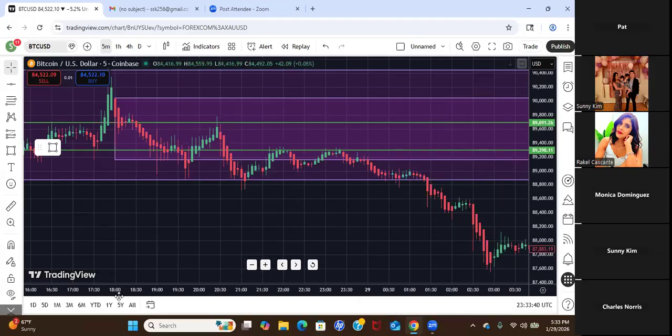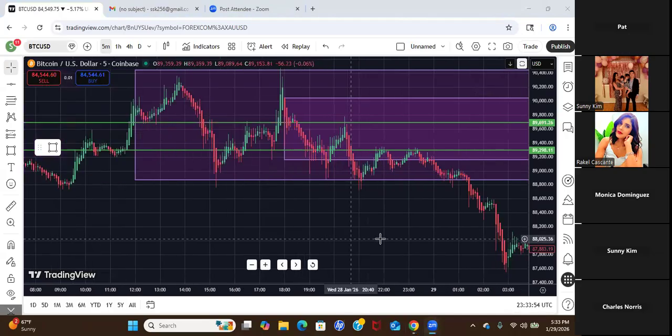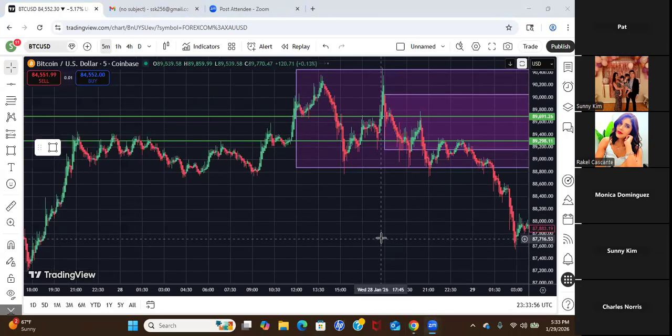So as soon as you touch it, it touches the green line. That's a sell. And at the bottom, as soon as it touches the red line, that's a buy. That's right. Okay.